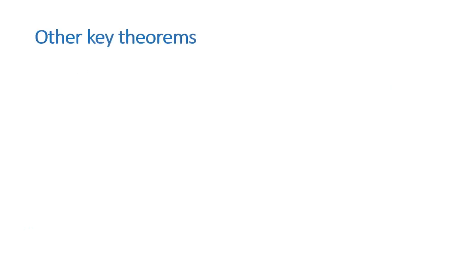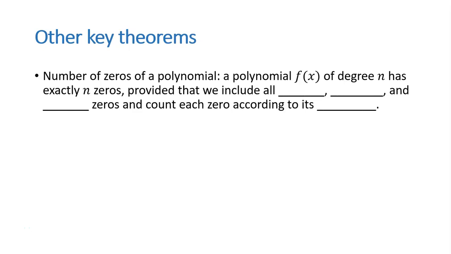In addition to the rational zeros theorem, there's also a couple of other theorems that are typically helpful when we're trying to find zeros. So the first one is called the fundamental theorem of algebra, and it gives us information about how many zeros we should find. So if our polynomial f of x has degree n, then we will have exactly n zeros, provided that we include all rational, irrational, and complex zeros, and that we count each zero according to its multiplicity.